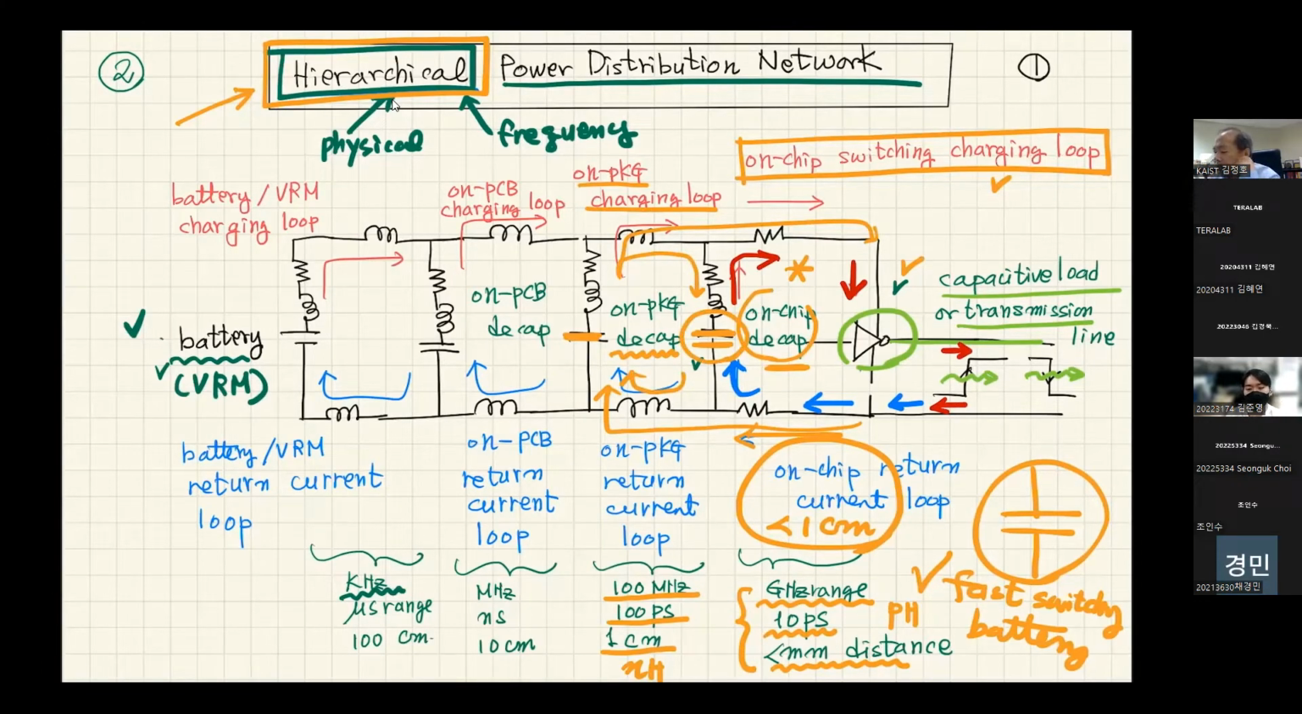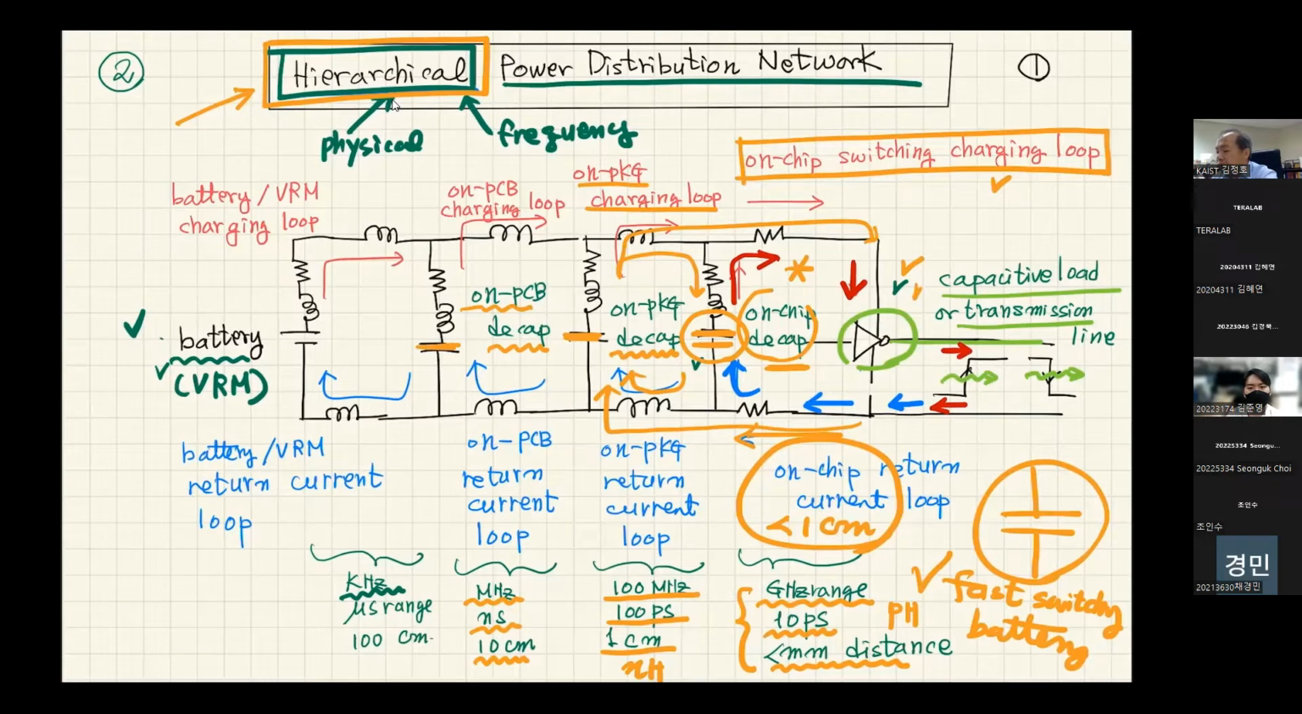In addition to that, you have to put a good amount of on-PCB decoupling capacitors, and these capacitors will be responsible for megahertz and nanosecond switching current. The distance might be in the 10 centimeter range from your I/O circuit to the on-chip decoupling capacitors.